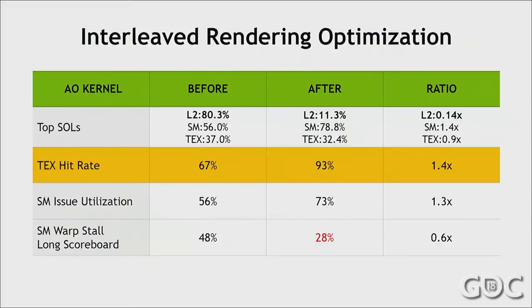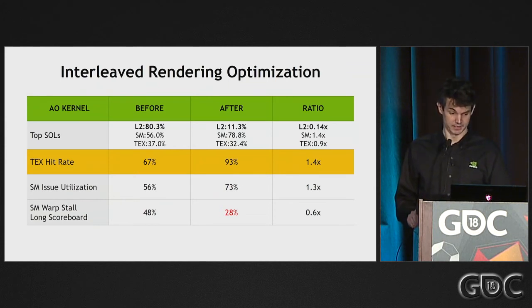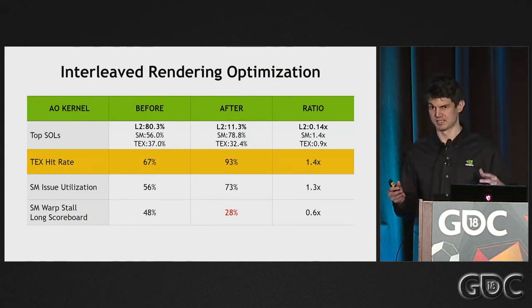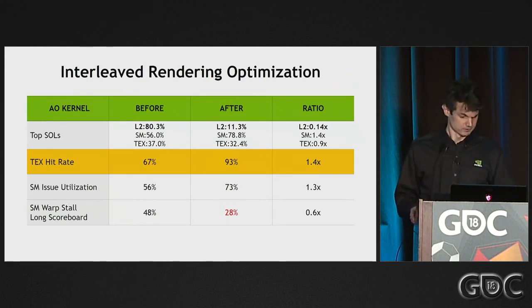Now, let's look at what happened on the SOLs. The top SOL was L2, and it got down from 80 to 11% of its maximum throughput. And after that was the SM, 56%, and it went up to 78.8%. We can see the hit rate got up, as expected, and that explains why the L2 SOL percentage got down. And the issue utilization got up. And the long scoreboard is still high, though. That's why I highlighted it in red here. It's still high. It's 28%.